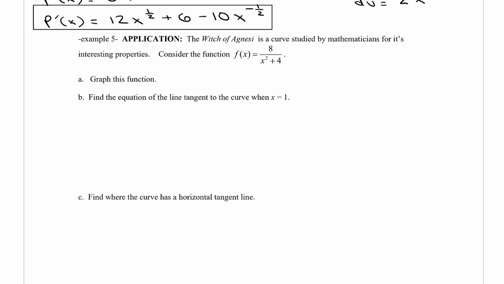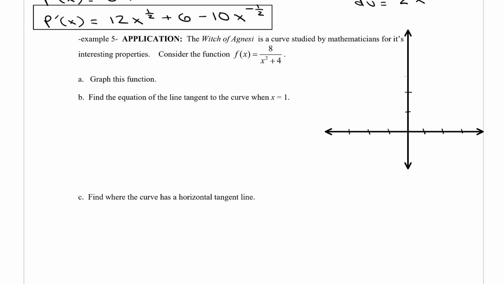Example 5. Application. The witch of Agnesi is a curve studied by mathematicians for its interesting properties. Consider the function f of x equals 8 over x squared plus 4. Part A says graph this function.